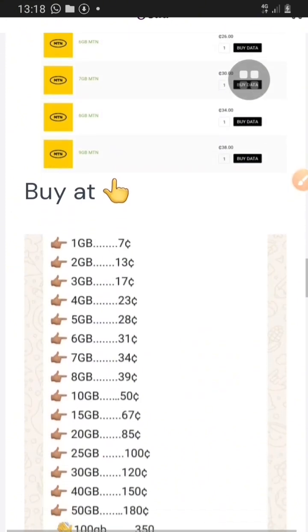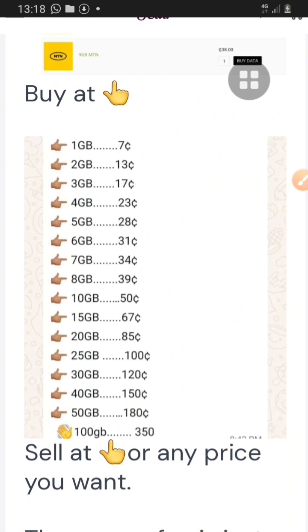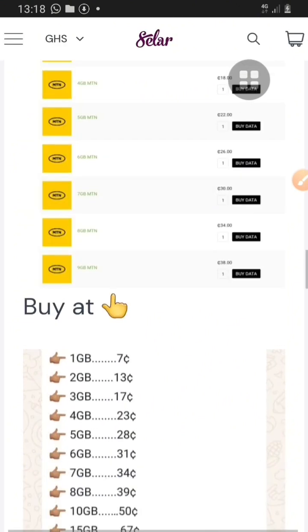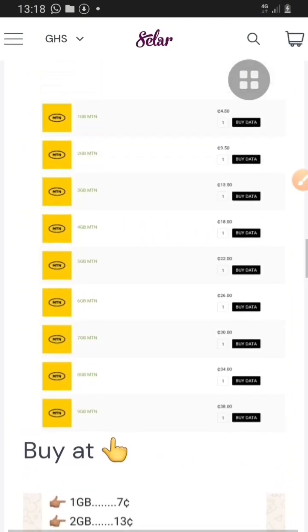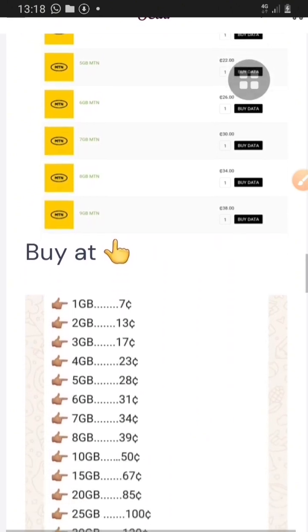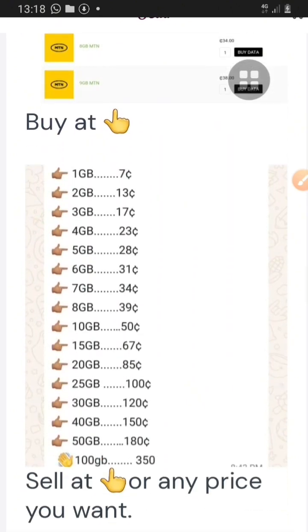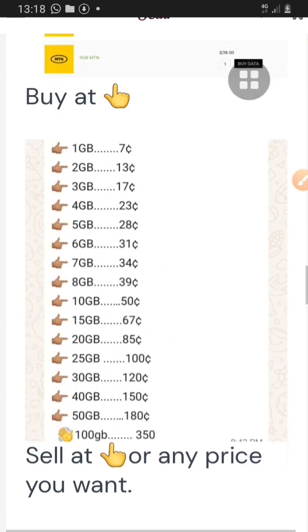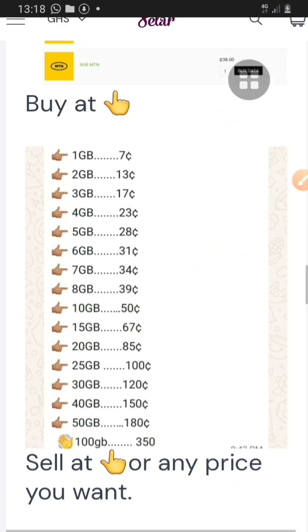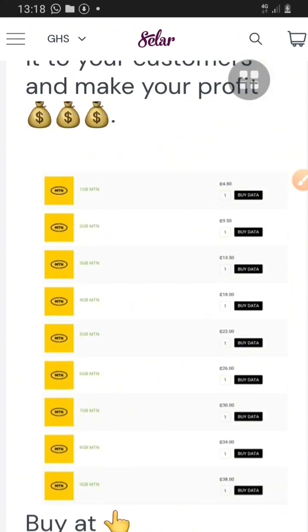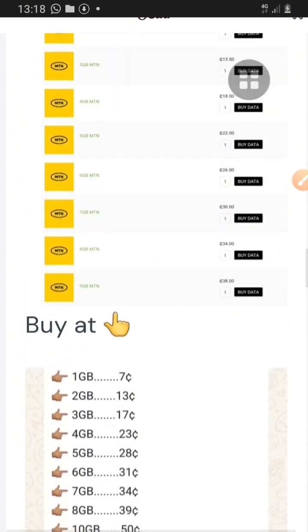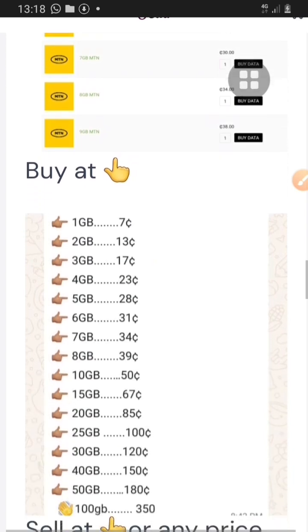So I want to show you some of the price lists we mostly use. You can buy 1 GB for 4 cedis, 80 pesewas, then you can sell at the selling price we mostly use. We sell them for 7 cedis for 1 GB, which means I will make a profit of 2 cedis, 20 pesewas for just 1 GB. And 2 GB is 13 cedis. The price here is 9 cedis, 50 pesewas. It's not compulsory for you to sell at 7 cedis. You can even sell at 8 cedis.